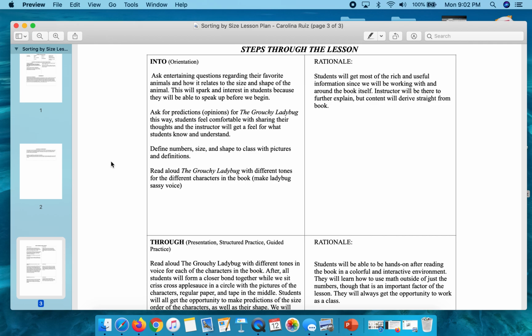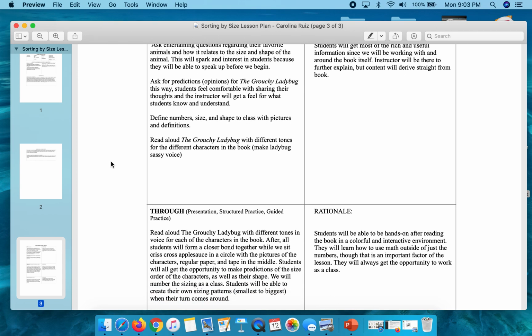Ask for predictions, opinions for The Grouchy Ladybug. This way students feel comfortable with sharing their thoughts and the instructor will get a feel for what students know and understand. Define numbers, size, and shape to the class with pictures and definitions. So since these are the main factors of my lesson plan, I want to make sure that my students will be able to understand the concepts before we dive in.